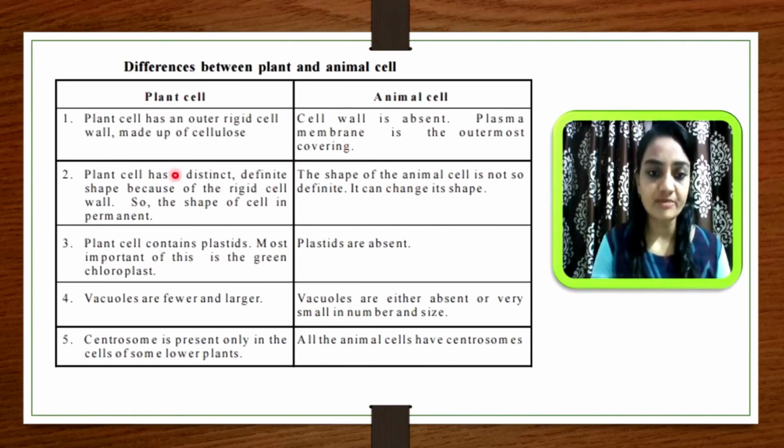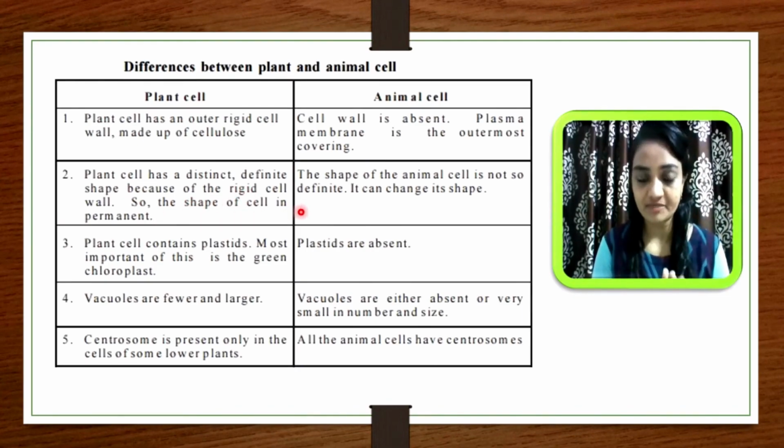Second point: a plant cell has a distinct, definite shape because of the presence of a cell wall. So the shape of the cell is permanent. Whereas due to absence of a cell wall, the shape of an animal cell is not definite, and it can change its shape. The cell shape is not a fixed shape.